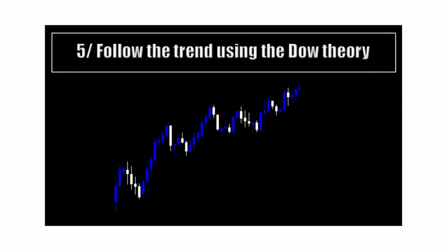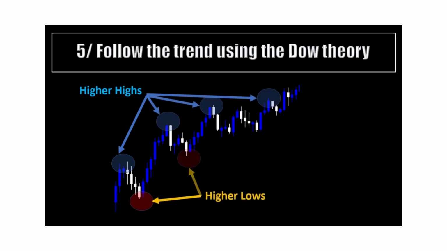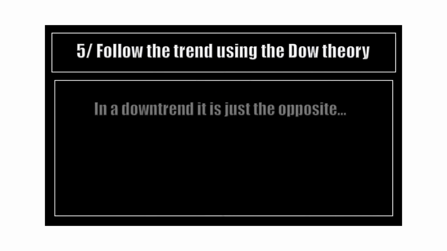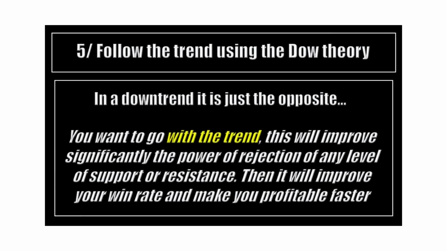Fifth element, follow the trend using the Dow theory. When price creates higher highs, like right here, here, here, here, and higher lows, like here, here, here, here, price is in an uptrend, and we want to buy. In a downtrend, it is just the opposite. You want to go with the trend.